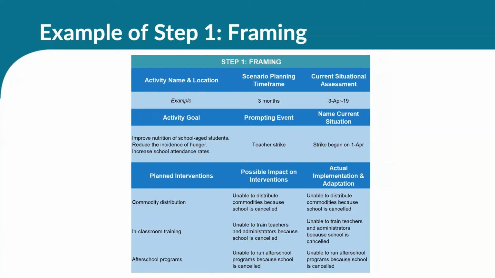Here's a completed example of documentation for the framing step. As a reminder, the first column on the left describes the activity as planned, including its goal and primary interventions. The second column describes the prompting event, in this case, a teacher strike, and how the team anticipates it may impact those primary interventions. The third column describes the activity at the point in time when the team begins their scenario planning process, including the current state for each of their primary interventions.